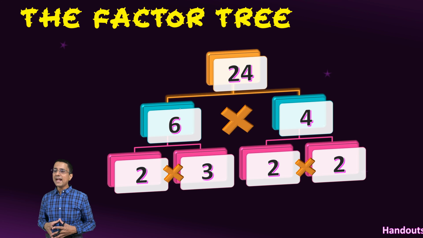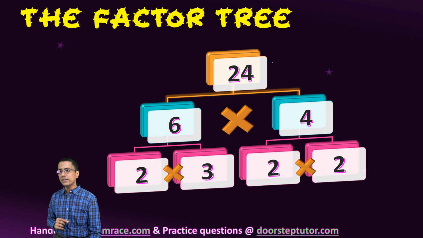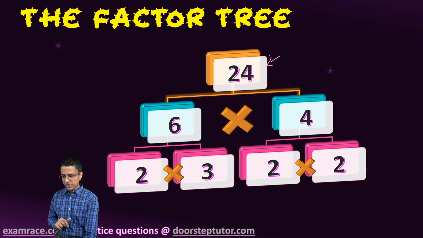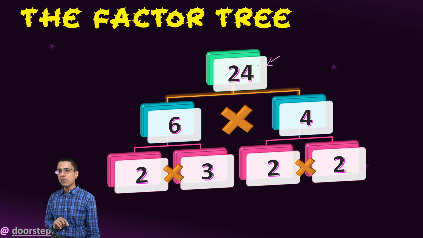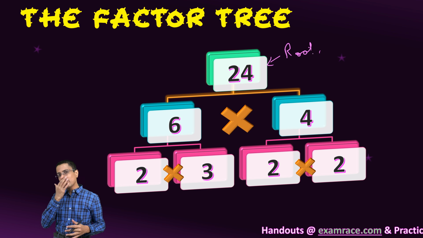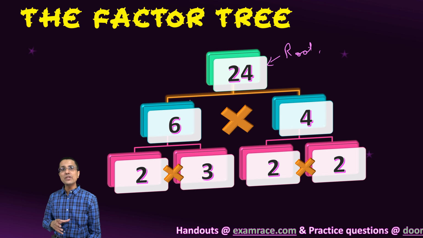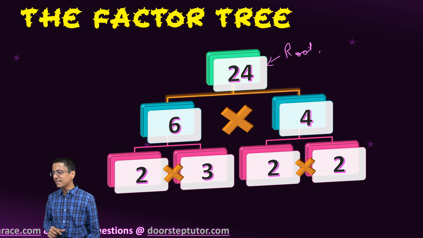Now with that, let's look at the factor tree in some detail. So here we have taken a slightly larger number, and again we are trying to break down this number 24 into its constituent factors. So here we start with number 24, that is at the top. We call it the root of the factor tree. So in some sense, this tree, if you compare it to a real tree, it is inverted. So we start with the root at the top and we then go on to the leaves at the bottom. So this is the root and these are the leaves.